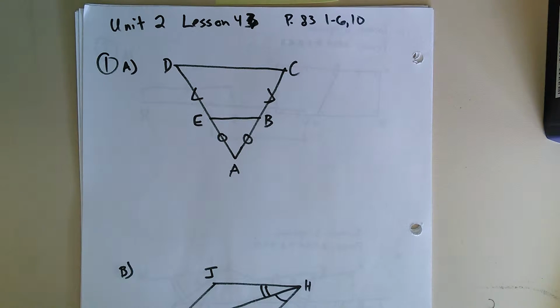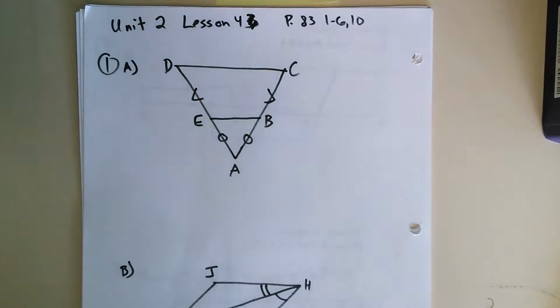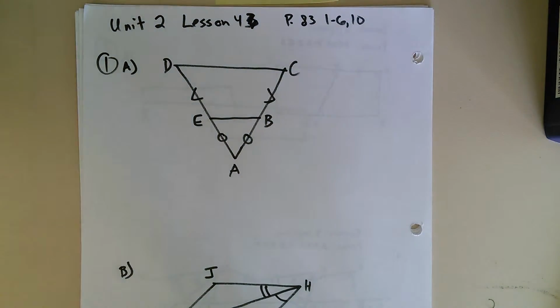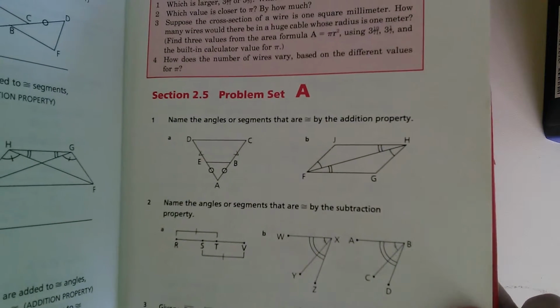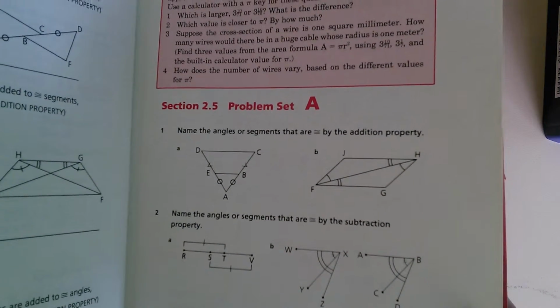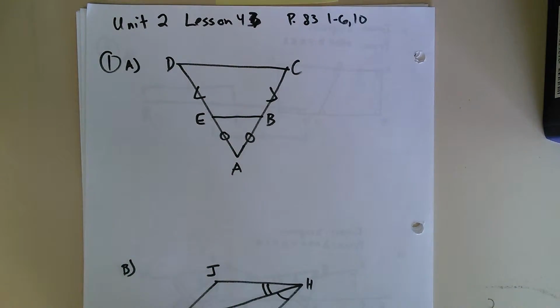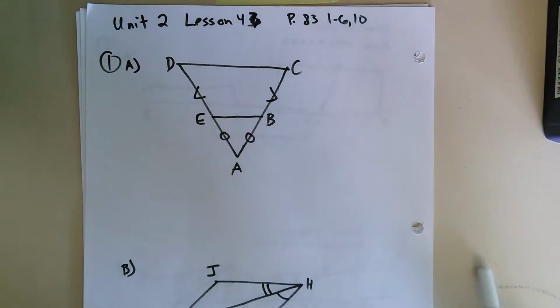Okay, today we're doing Unit 2, Lesson 4 homework, which is on page 83, numbers 1 through 6, and then number 10. So I drew the pictures out for you already, and we can look in the book for some of them as well. It's the same pictures here. Number 1 says, name the angles or segments that are congruent by the addition property. So here I drew the two pictures here for you already. We want to know which two angles or segments are congruent based on the addition property.